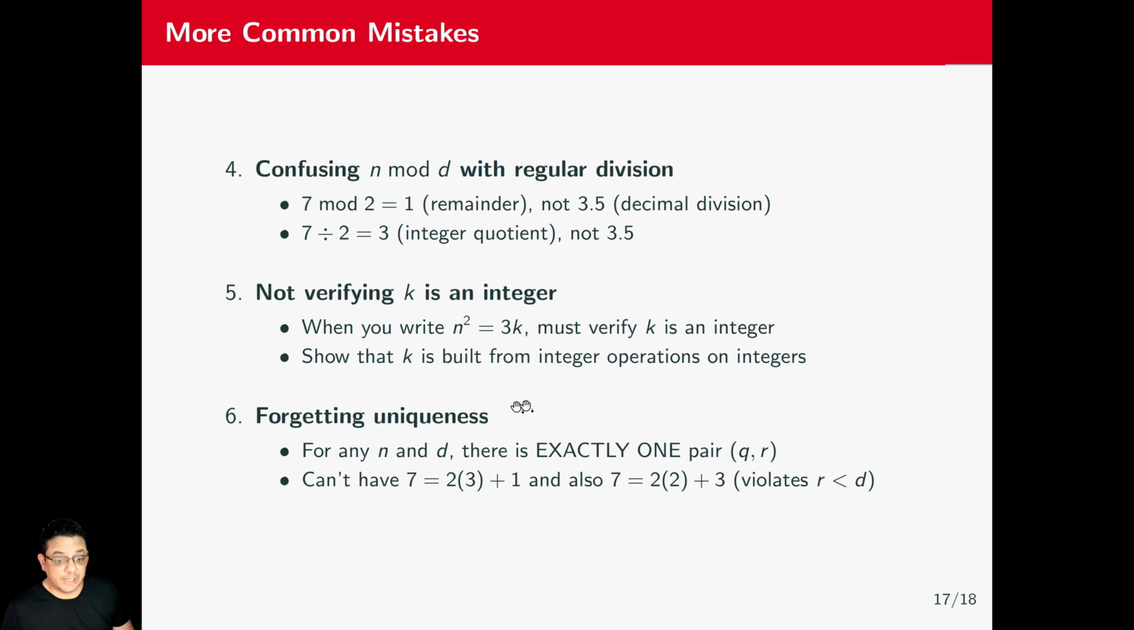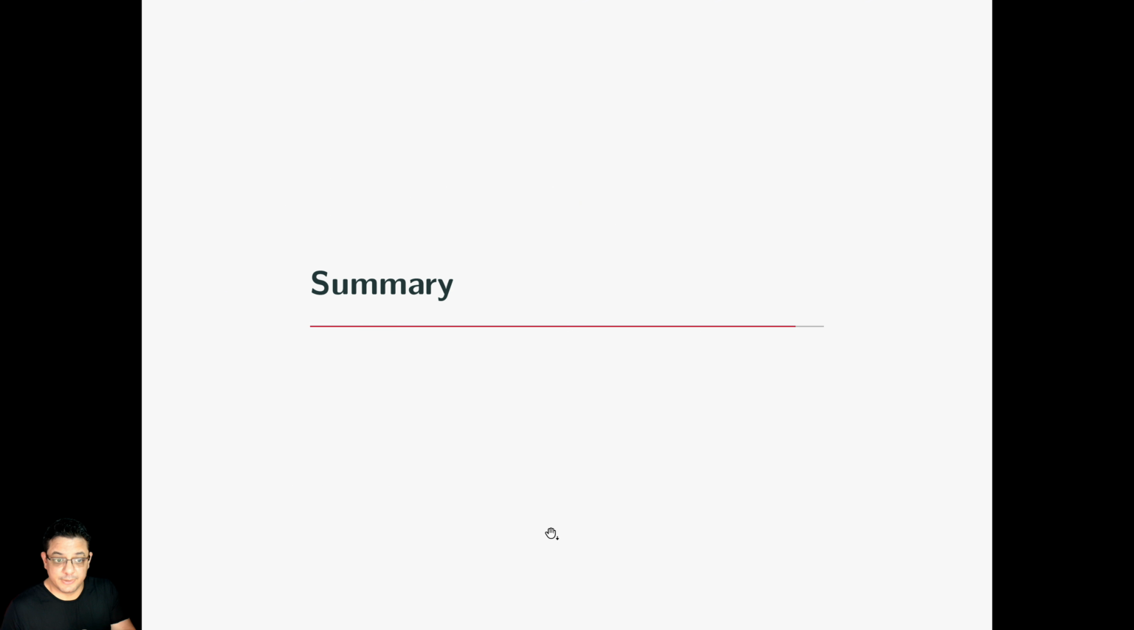Also, do not forget the uniqueness in the quotient remainder theorem. For any n and d, there's just one pair that is going to work. For example, we can have 7 is 2 times 3 plus 1, and also 7 is 2 times 2 plus 3. This is going to violate that the remainder has to be less than what you're dividing by. You can have multiple representations for the number, but it won't be the representation of the quotient remainder theorem.